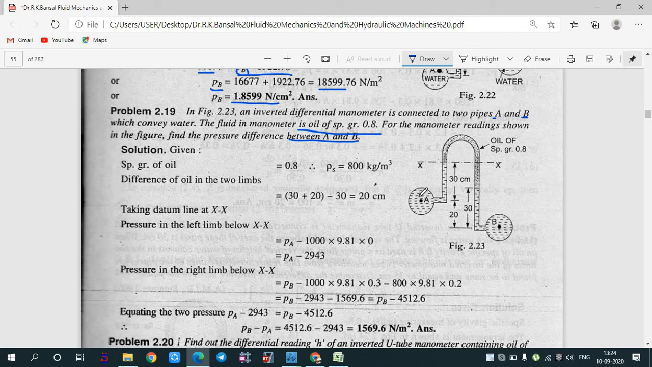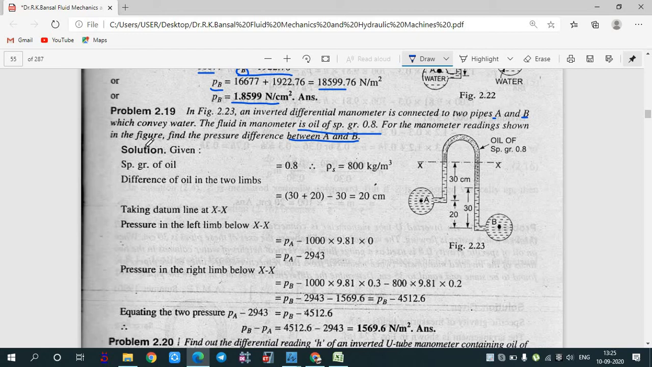As you can see, there are two vessels A and B, and to this an inverted U-tube manometer has been connected. Your datum line is XX. The lighter liquid, which has been shown in dark color, has a specific gravity of 0.8. From the center of A to the datum line, it has a height of 30 centimeter. From the center of B to the level of the oil, it has a height of 30 centimeter. From the center of B to the center of A, it has a height of 20.